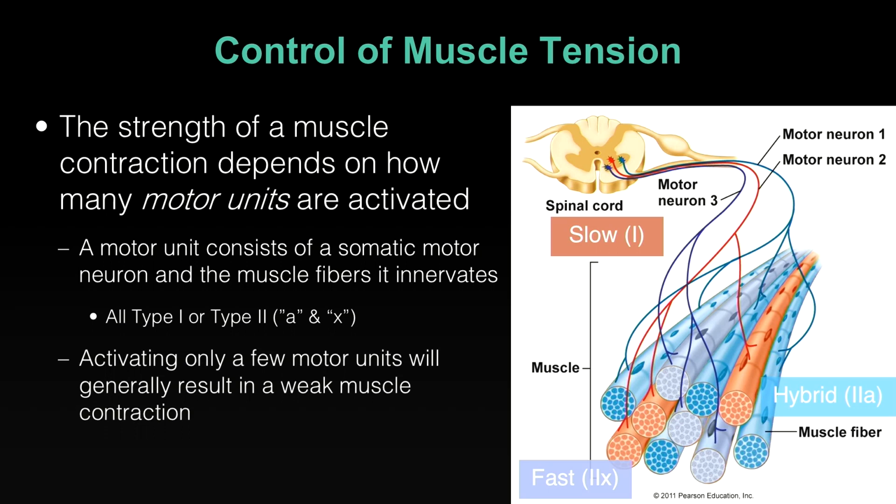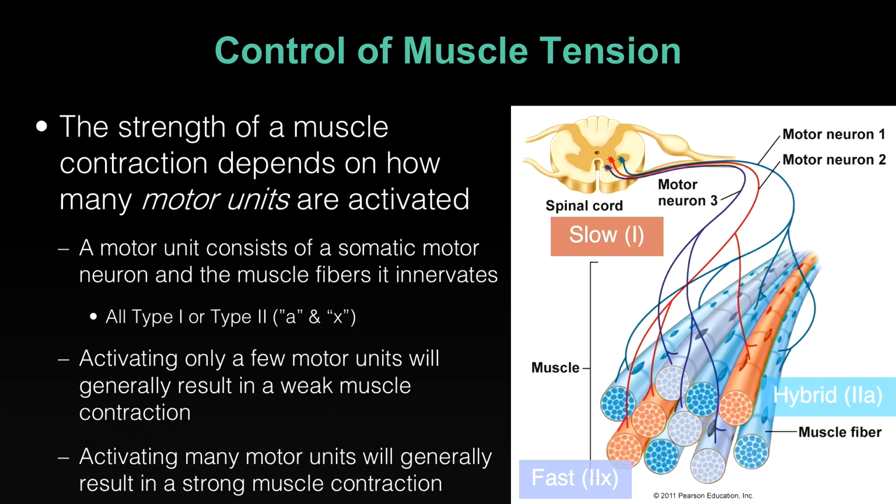And so if we turn one motor unit on, we get a certain amount of force or contraction. It's generally weak. If we activate more motor units, more tension means more force or a stronger muscle contraction. Activating more motor units makes a stronger contraction. Now, this word many means a couple different things. Activating many motor units results in a stronger muscle contraction.